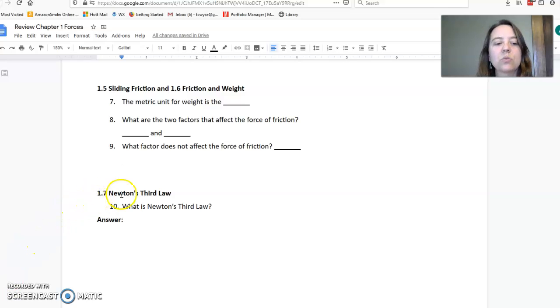Finally, our last section, 1.7, Newton's third law. Number 10, what is Newton's third law? So Newton's third law states, and then if you're not quite sure what it says, you'll want to look in your 1.7 notes. Once you have finished number 10, please submit this into Classroom, and that is your last assignment for science for this year.